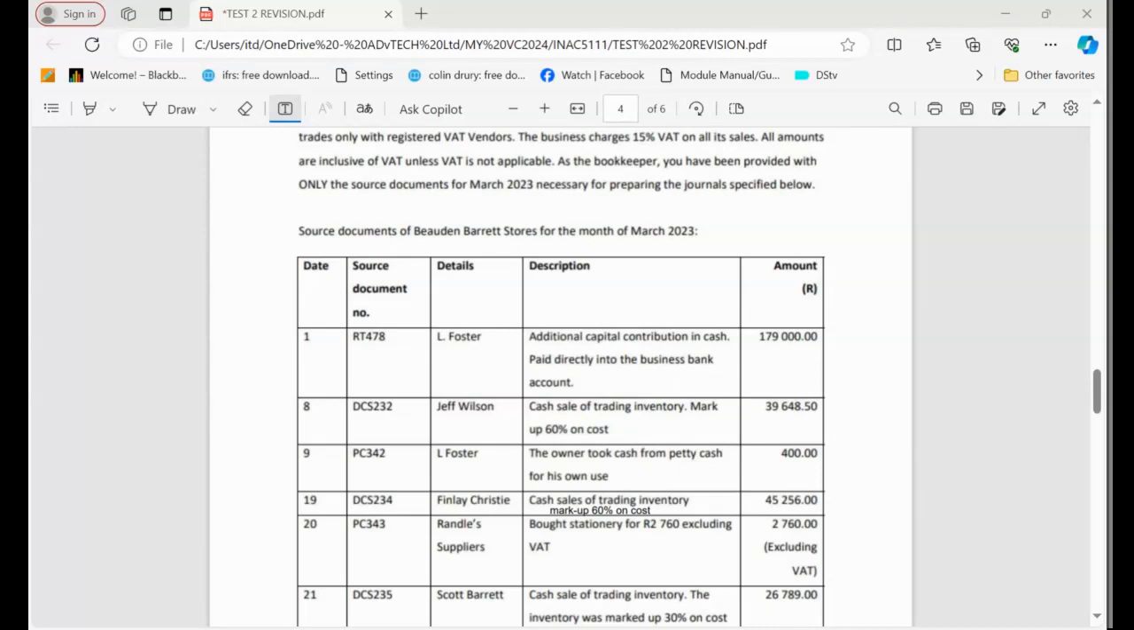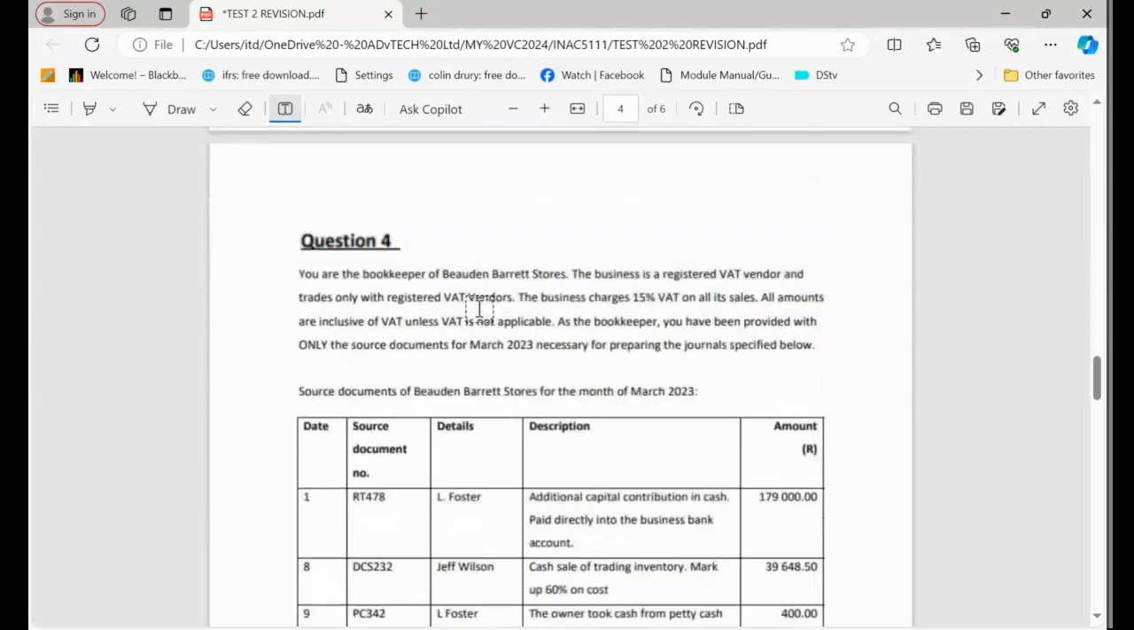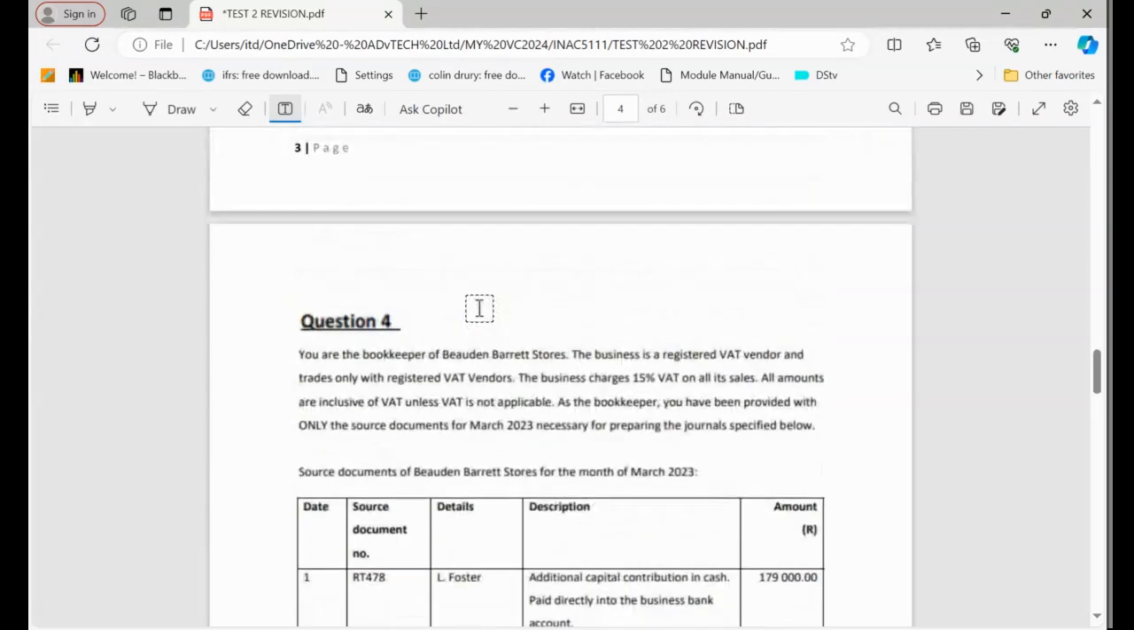Let's focus on the subsidiary journals. I'm going to focus mainly on the cash journals. Let's analyze the question. As you can see here, they say you are the bookkeeper of Sweden. It's important. This is us.